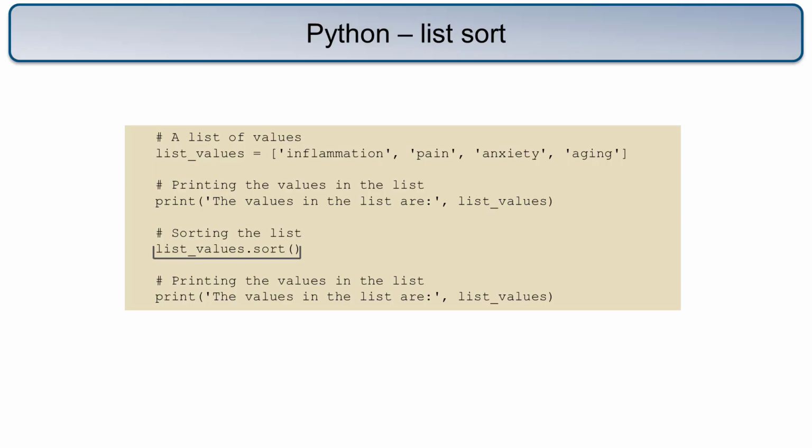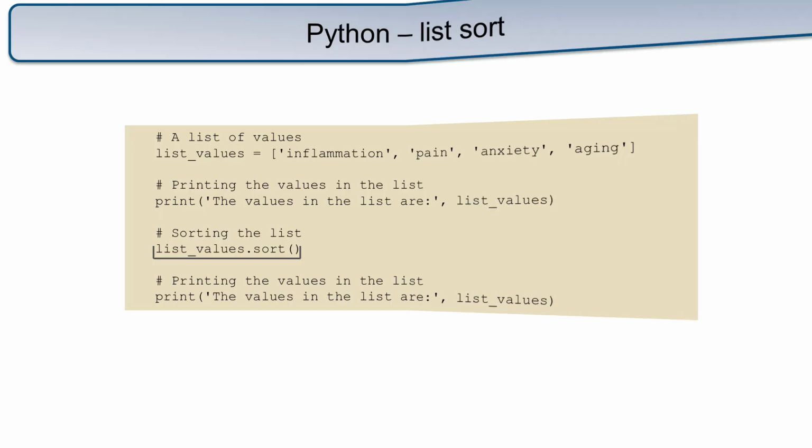The built-in method sort can be used on a list. This method sorts the objects in the list in either ascending or descending order. Using sort, as in this example, without giving any arguments to the function, will sort the list in ascending order. The method does not return any value, since it only sorts the contents of the given list.